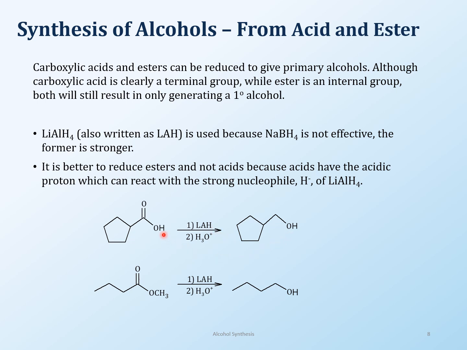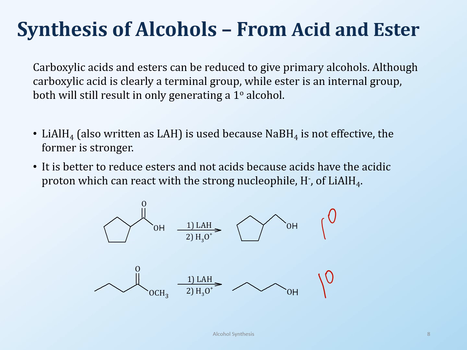Now, acids are terminal groups for sure, because you see them out there hanging out there. Esters are actually internal groups. These are not considered to be terminal groups, but for the purpose of reduction, they will still give you a primary alcohol. So esters for the purpose of reduction are still considered a terminal group. In both of these cases, you're getting a primary alcohol.